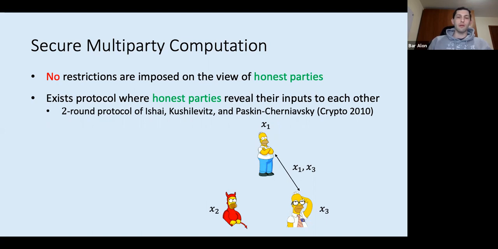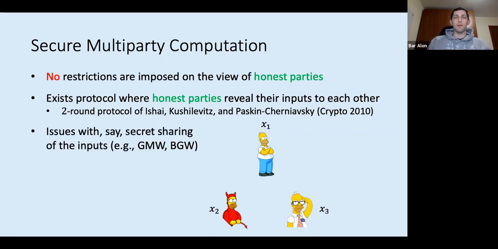Let's say that we don't want these types of protocols, where they reveal to each other their inputs. Well, I claim that there is still a problem here, because one of the main tools that is being used in many cryptographic protocols is something called secret sharing of the inputs.